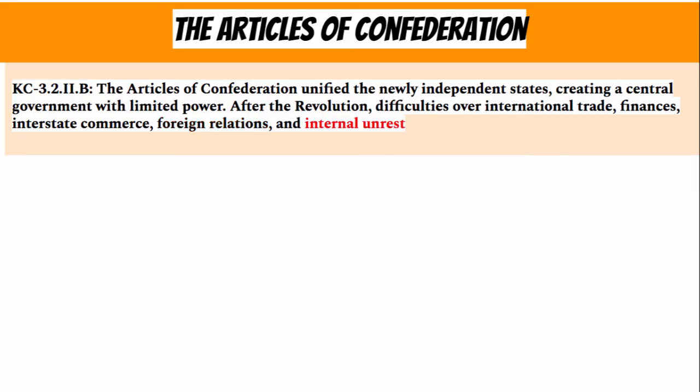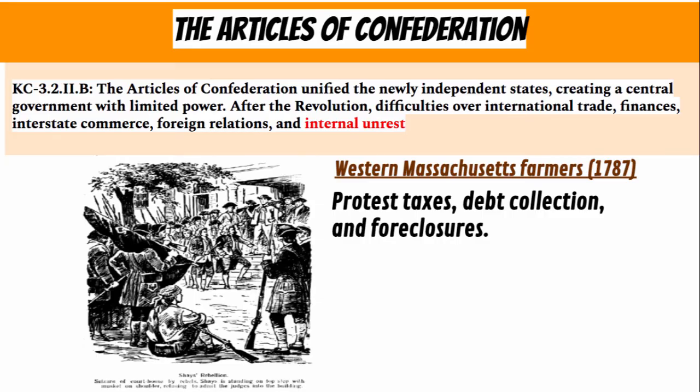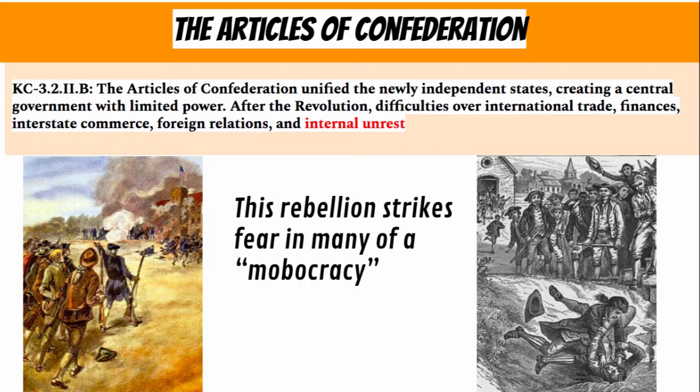Add to all this, there's internal unrest in the country. As a result of this economic cloud hovering over the nation in the 1780s, you had all sorts of problems with the debt. It was increasing. Some states began levying their own duties, and this does not go over well in western Massachusetts. In western Massachusetts, in 1787, farmers start to organize. They start to protest taxes, debt collection, and foreclosures, and this culminates in a very important event called Shays' Rebellion.